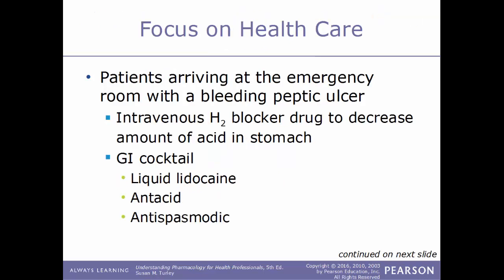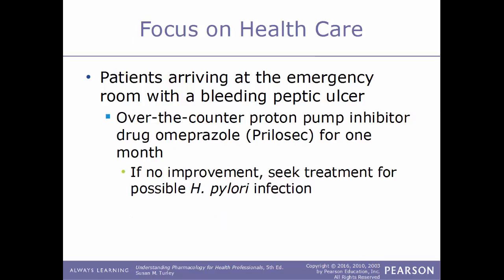Alright, this leads us to focus on healthcare. Now, patients that arrive at an emergency room with a bleeding peptic ulcer have to be treated in a very particular way. They're given intravenous H2 blocker drugs to decrease the amount of acid within the stomach. They're also given a GI cocktail, which is liquid lidocaine, antacids, and antispasmodics. So once these patients leave the ER and are discharged to go home, they can take over-the-counter proton pump inhibitors such as Prilosec, for 1 month.